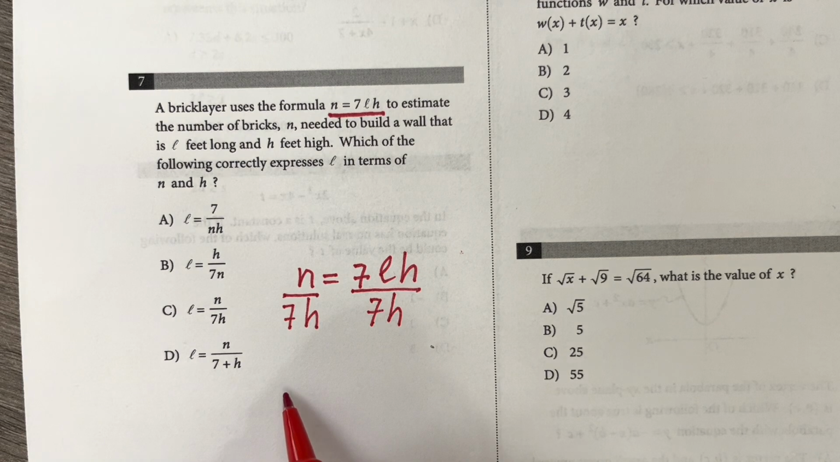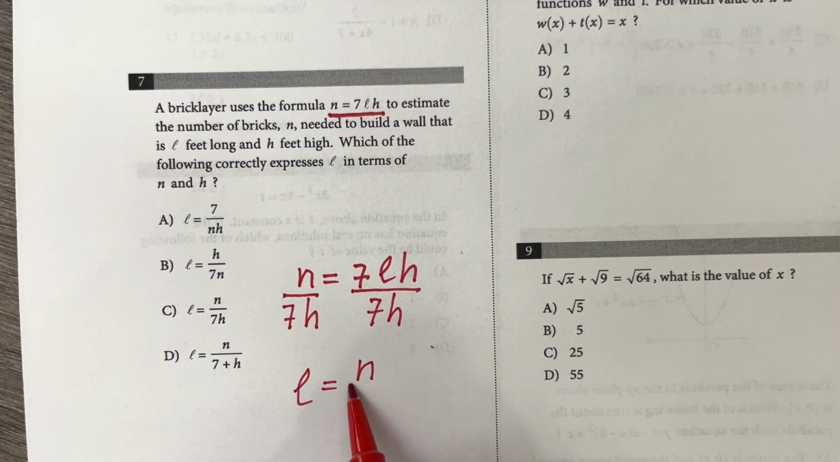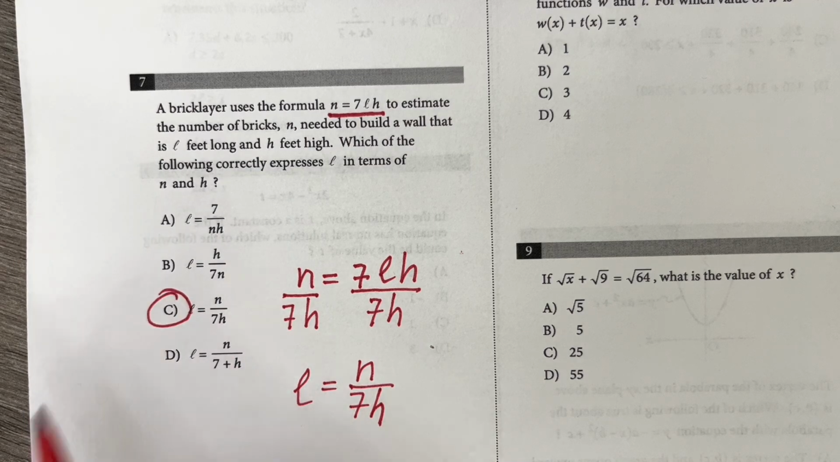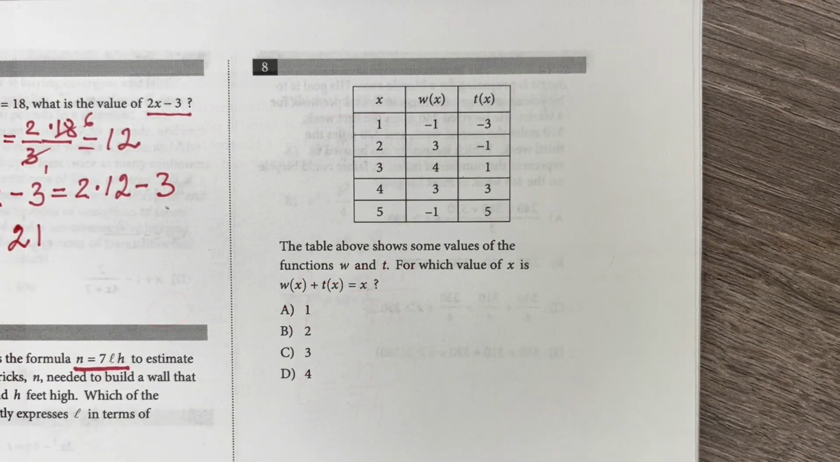So we have L equals N over 7h, and L, N over 7h, C is our answer. Question number 8.